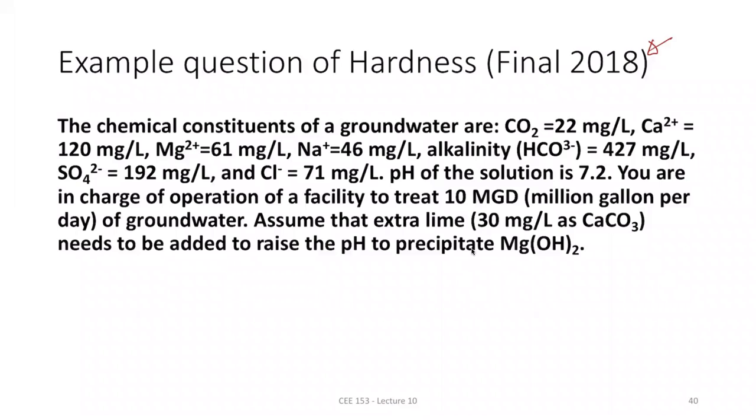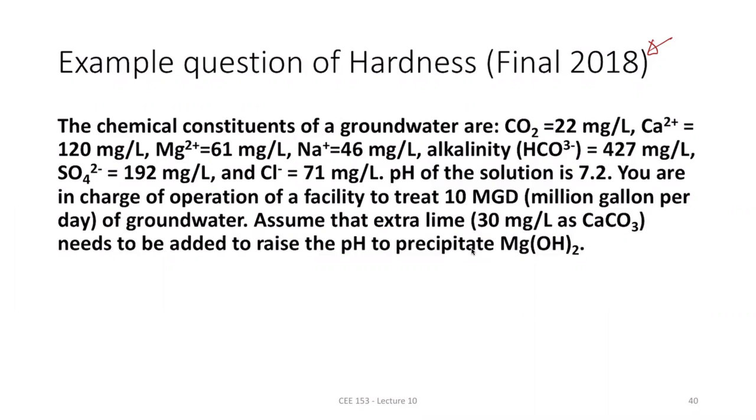Right, this is the example question that I didn't solve in the class. So I'm recording it. This is on hardness and how to use the types of chemicals that you normally use to treat hardness.